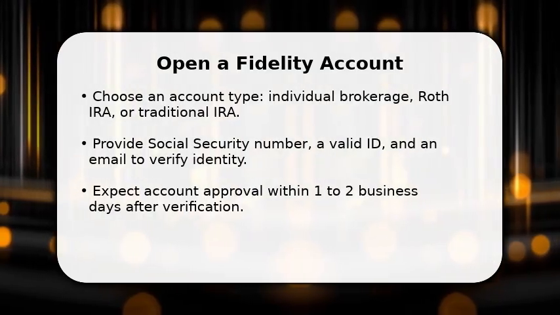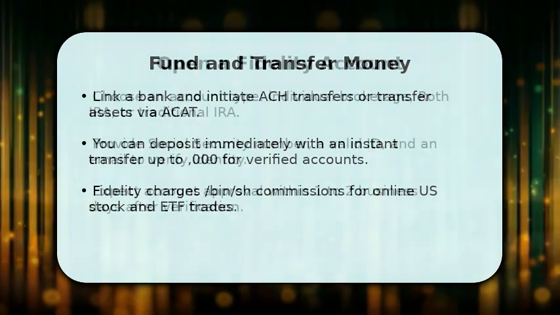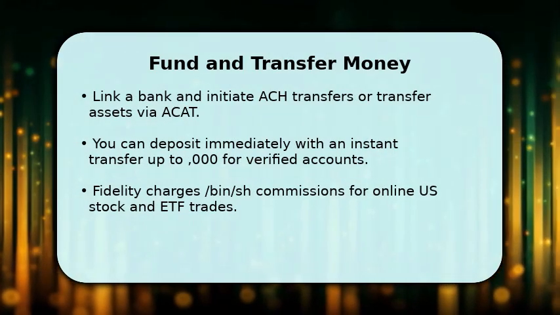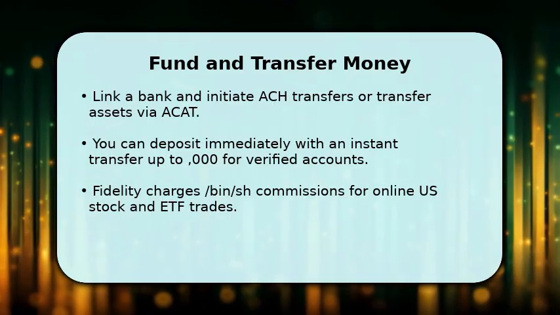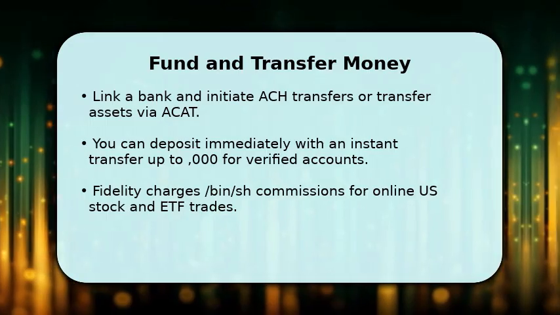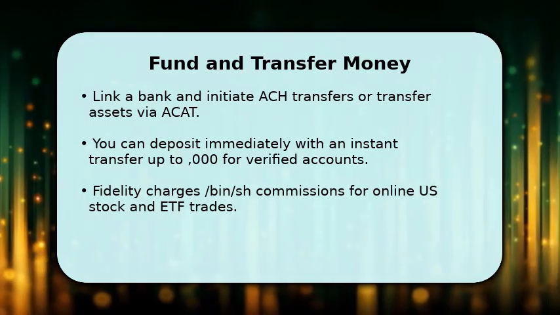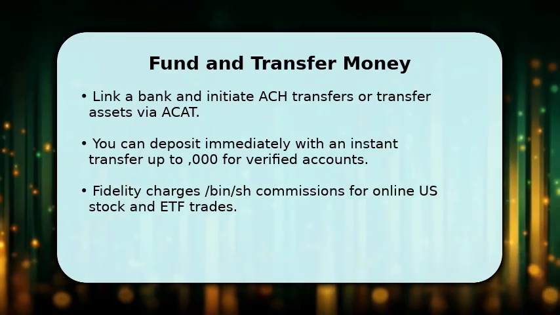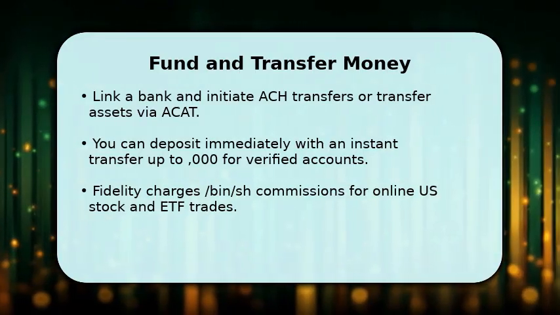After account approval, fund your account using the Transfers menu and link your checking or savings account. Link a bank and initiate ACH transfers or transfer assets via a CAT. If eligible and verified, you can deposit immediately with an instant transfer up to $000 for verified accounts or schedule recurring contributions for dollar cost averaging.